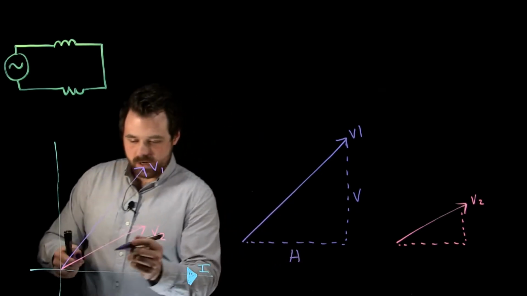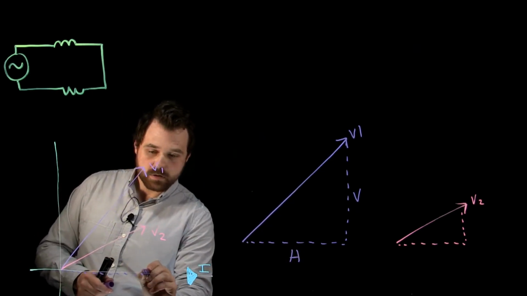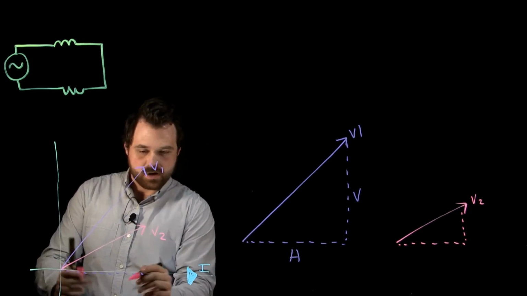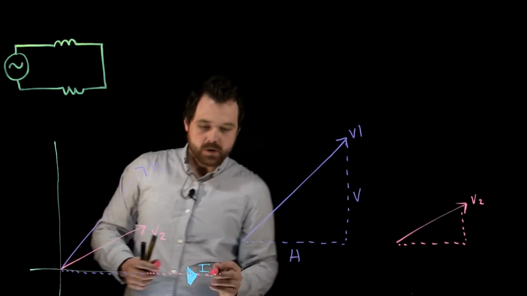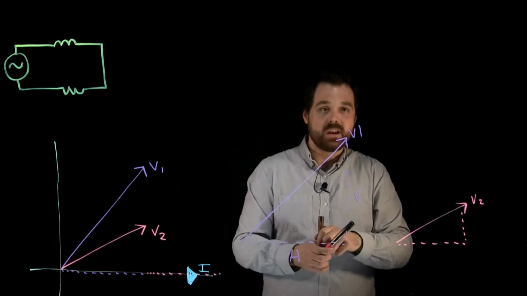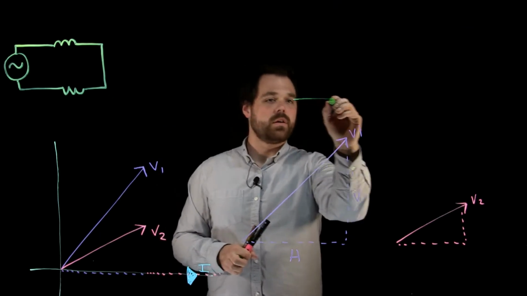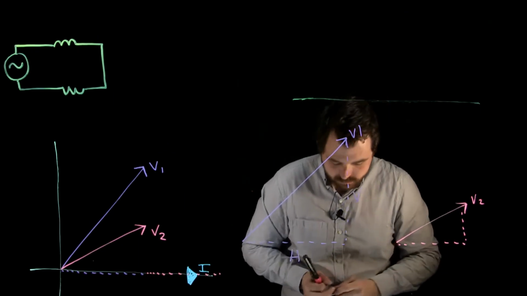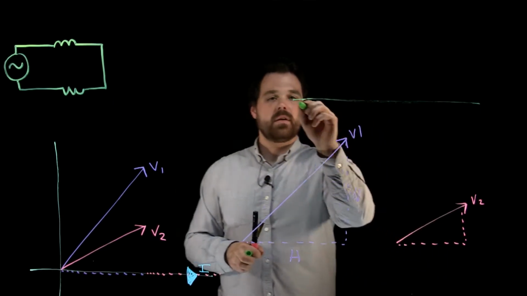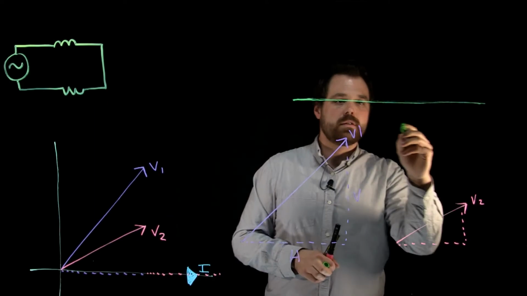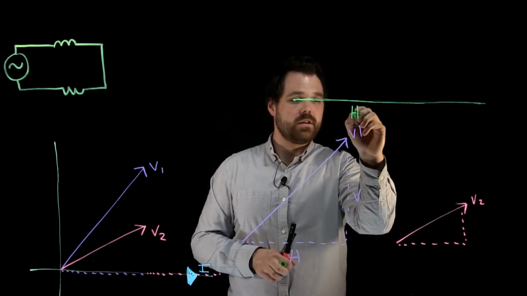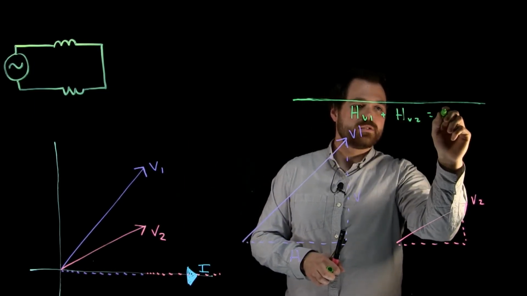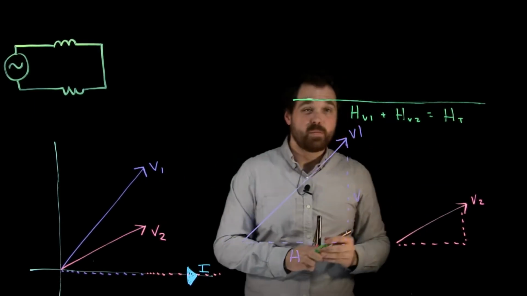So in this case, we would take V1, add in the horizontal component of V2, which is about this long, right? That gives us a total, right? So horizontal of V1 plus horizontal of V2 equals horizontal total for both.